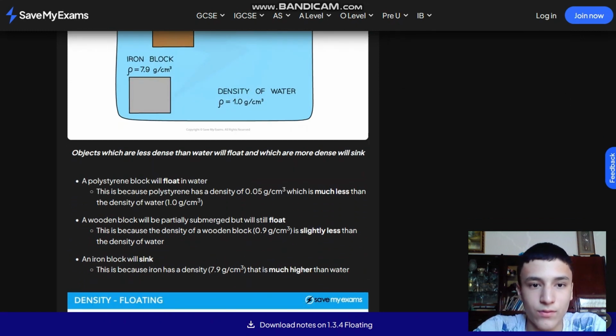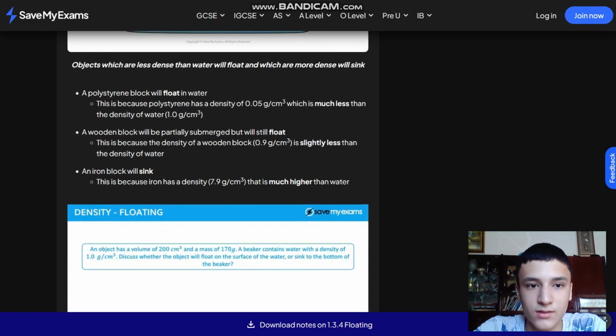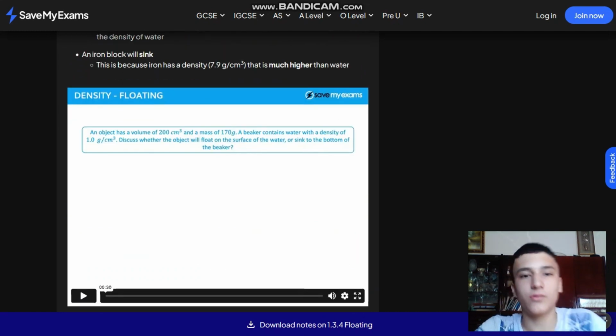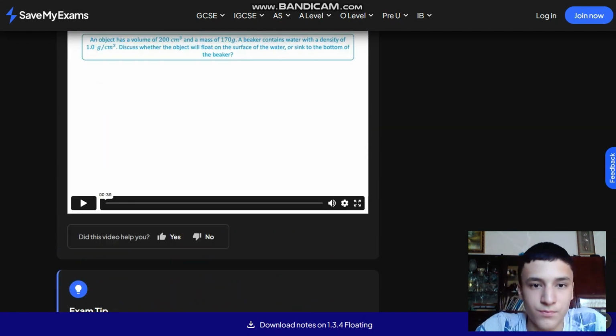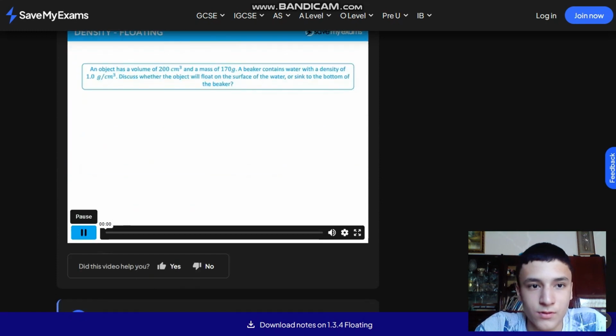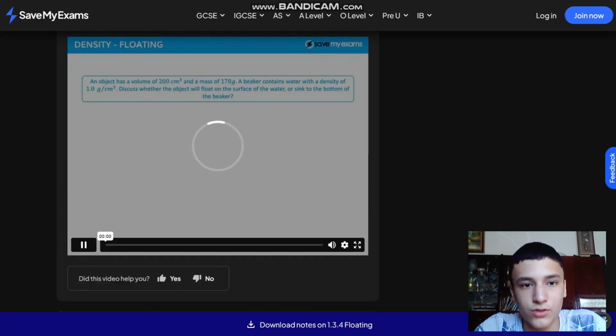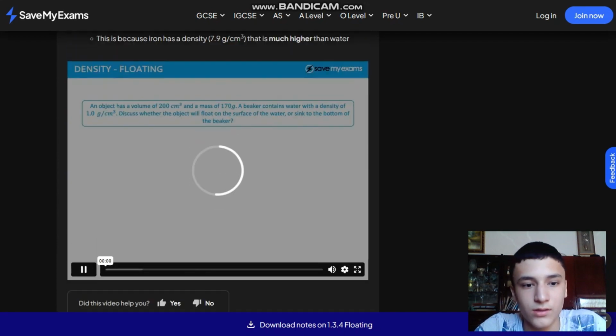The polystyrene block will float in the water. This is because polystyrene has a density of 0.05, which is much less than the density of water. The wooden block has slightly less, but the iron block will sink because its density is much higher than the water. We have a 30 second video about this.